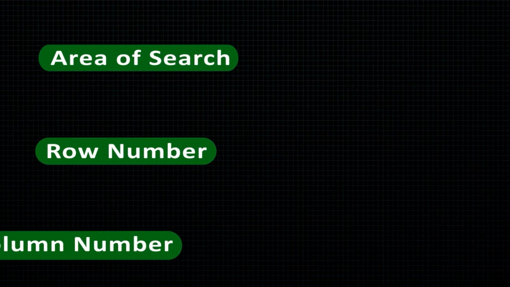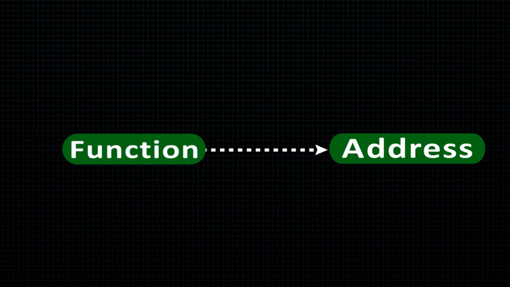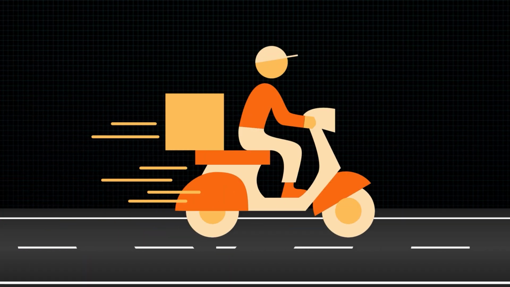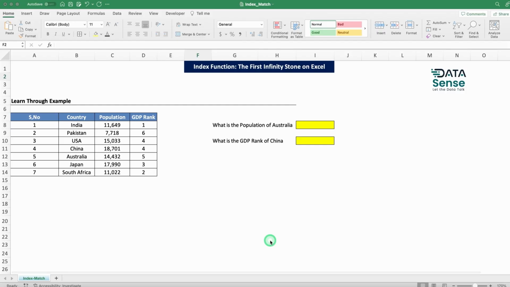Once you provide these 3 details to the function, it will reveal which particular house is lying at that particular address. So this just acts like your address, and it acts like an Amazon delivery guy locating your house with your address. The INDEX function is that particular Amazon delivery guy. So let's understand the concept of INDEX through a real-time example.